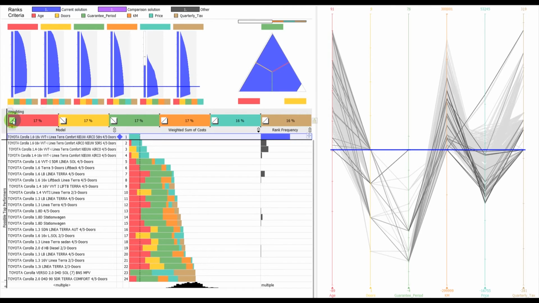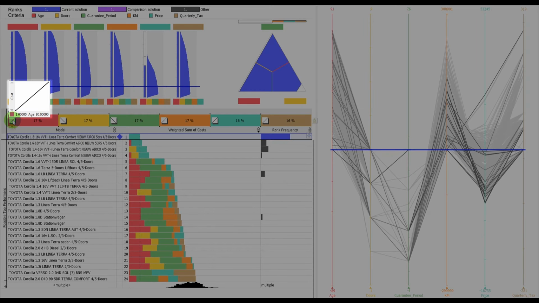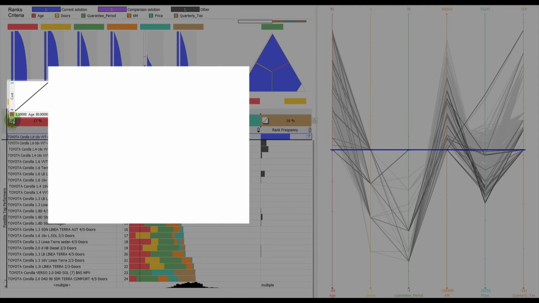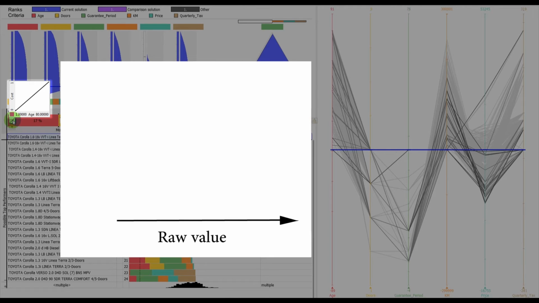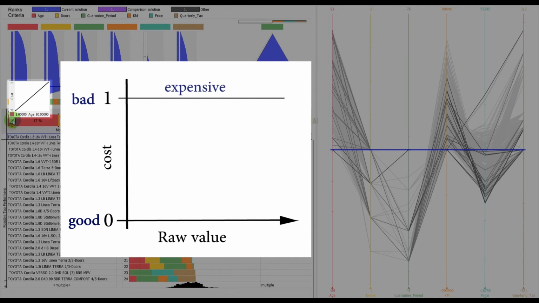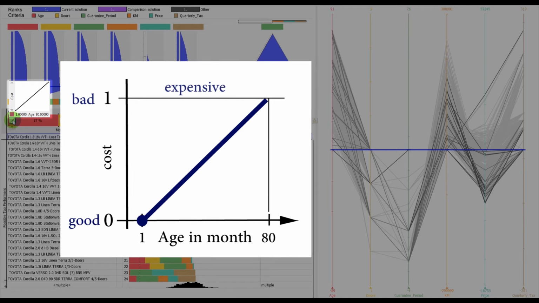Each decision criterion is scaled by a cost function that is displayed on top of the ranked list. Cost functions can be thought of as mapping the raw values of the criteria to a common scale that represents objective satisfaction, with 0 corresponding to perfect satisfaction. In the linear cost function of age, for example, a new car maps to a cost value of 0, while a car that is 80 months old maps to 1.